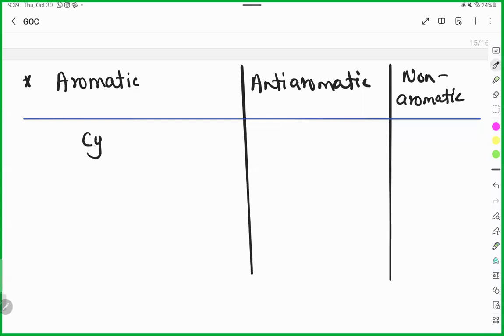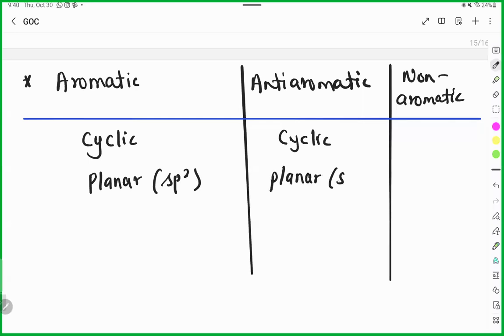Usually these are cyclic molecules. These are also cyclic. We don't know. It could be cyclic or non-cyclic, both. Anything is possible. It should be planar, meaning sp2 hybridization. It should also be planar, sp2 hybridization. Non-aromatic could be anything. Okay.